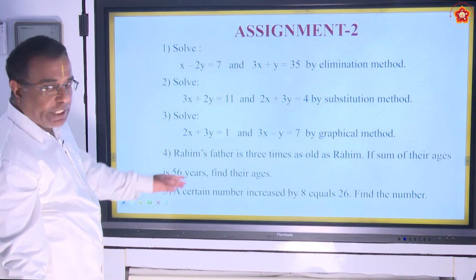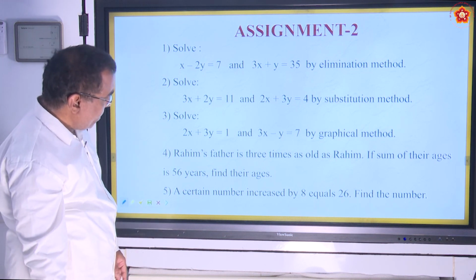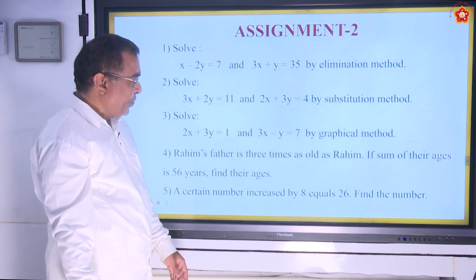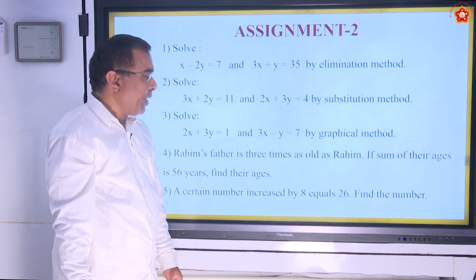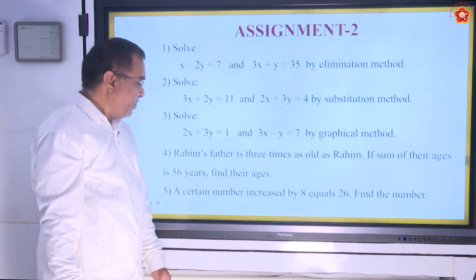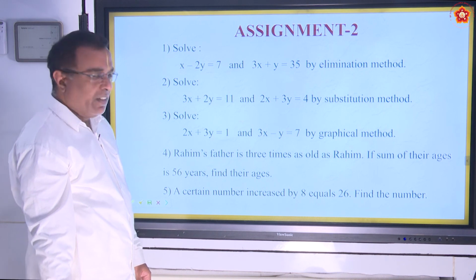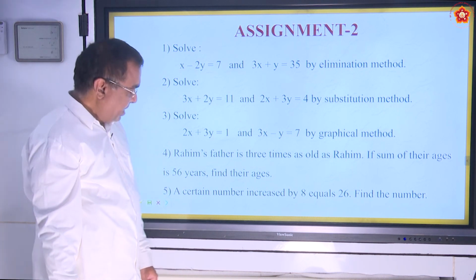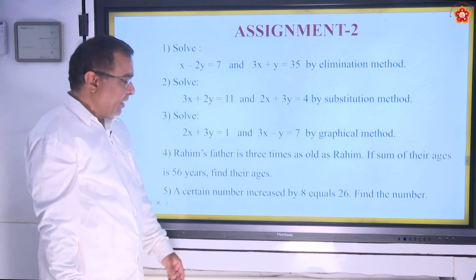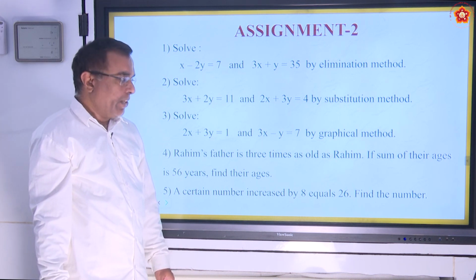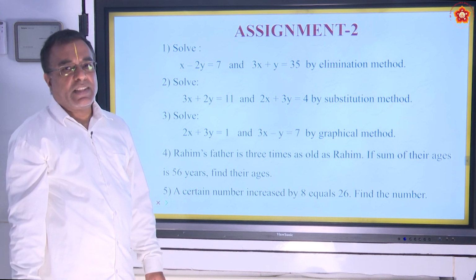And two more statement problems for you to work out. Fourth question is, Rahim's father is 3 times as old as Rahim. If sum of their ages is 56 years, find their ages. The last question is, a certain number increased by 8 equals 26. Find the number.